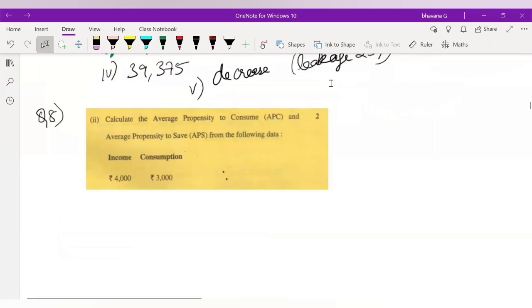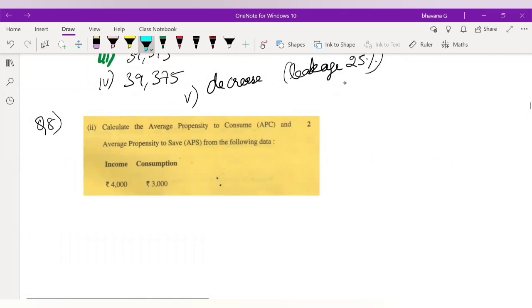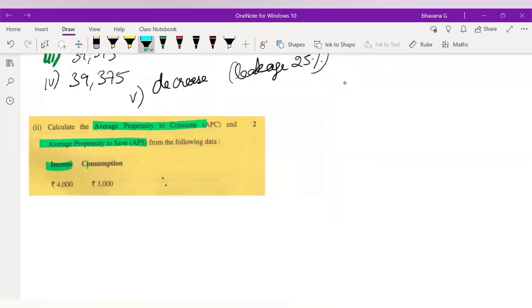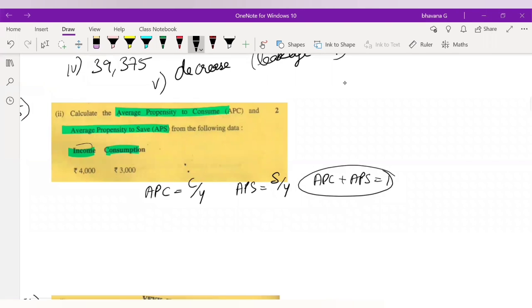So question number 8. In question number 8, what they have asked you is to calculate the average propensity to consume and average propensity to save, and they have given you income and consumption. What is the formula for average propensity to consume? It is nothing but consumption by income. What is the average propensity to save formula? It is nothing but savings by income. You also have another formula where average propensity to consume plus average propensity to save equals 1.